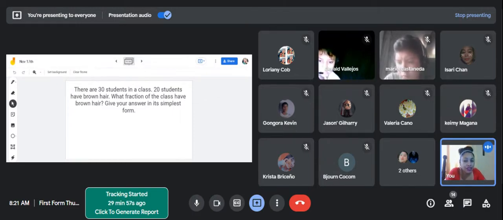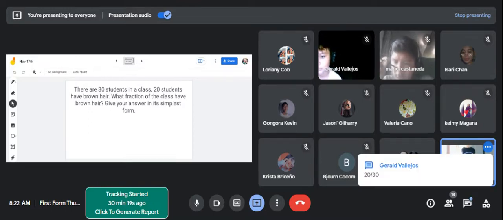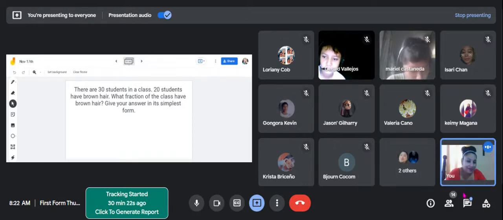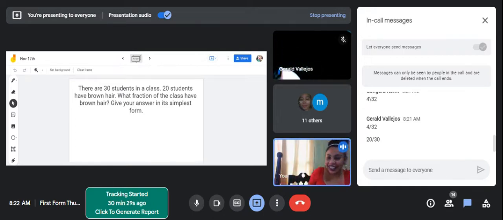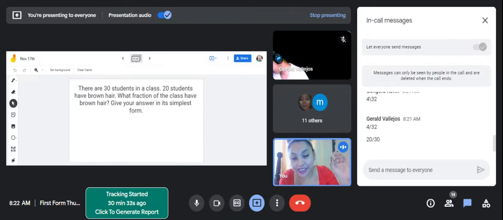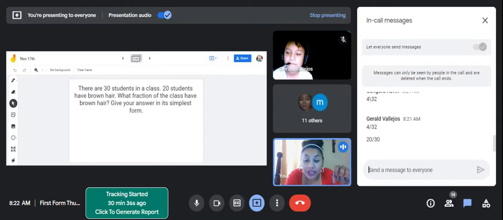There are 30 students in a class. 20 students have brown hair. What fraction of the class have brown hair? Give your answer in the simplest form. So, this question is saying there's a whole class. In this class, there are 30 students, right? Out of those 30, 20 of them have brown hair. And the question is telling you to represent that 20 out of 30 as a fraction.